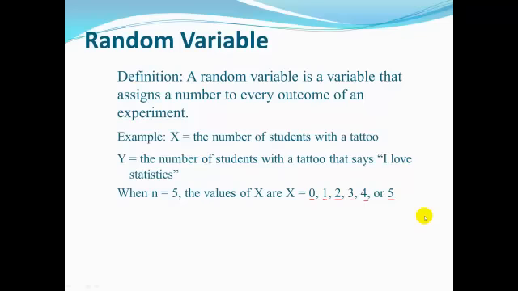I can move that in. Maybe it's the first student who doesn't have the tattoo. Maybe it's the 5th. Maybe it's the 3rd, the 2nd, the 4th. And so that's the way I like to think about these random variables.